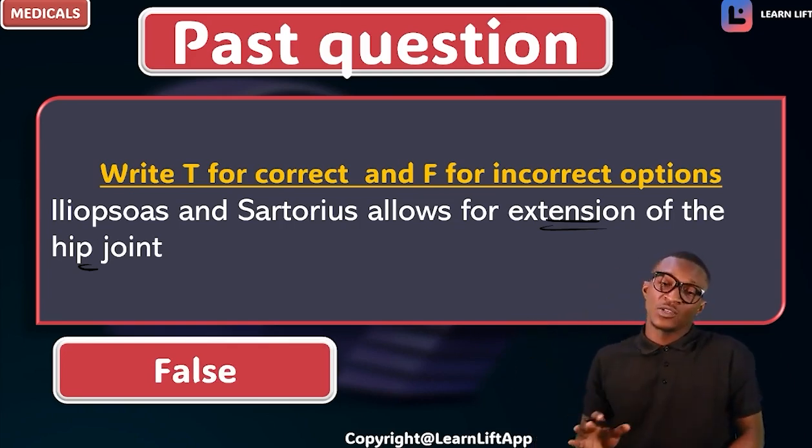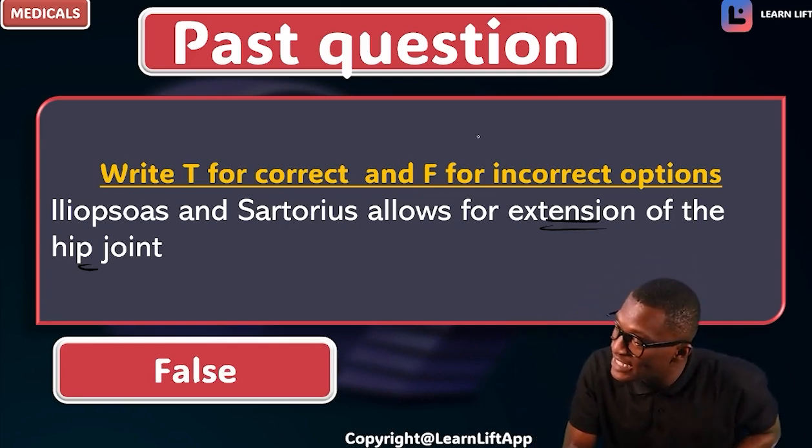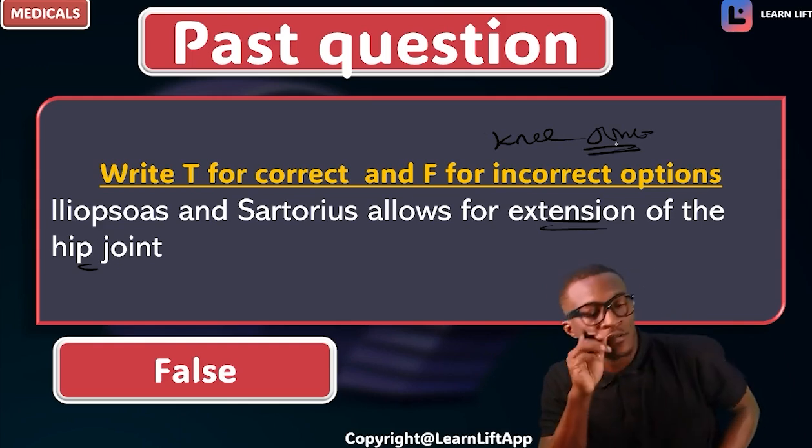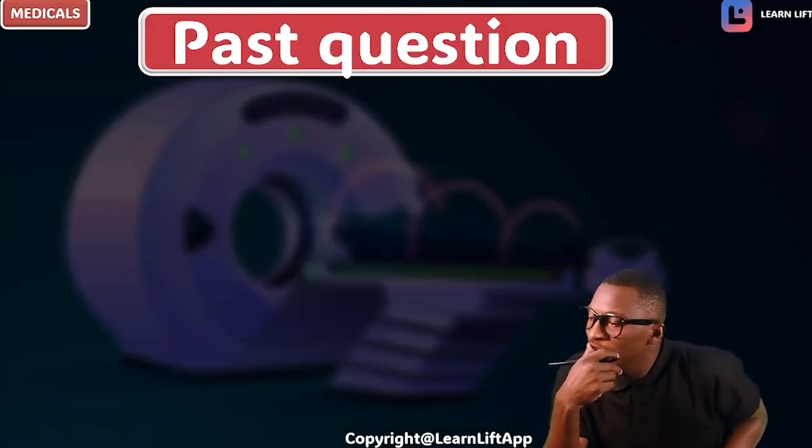Anterior compartment muscles are extensors. What are they extending? They are extending the knee joint, not the hip joint. Do you understand that? So let's see another past question.